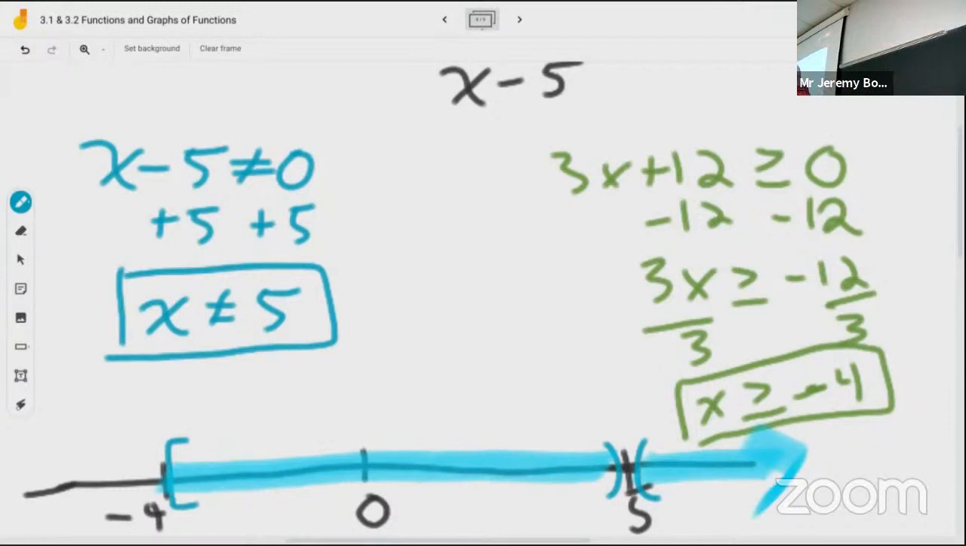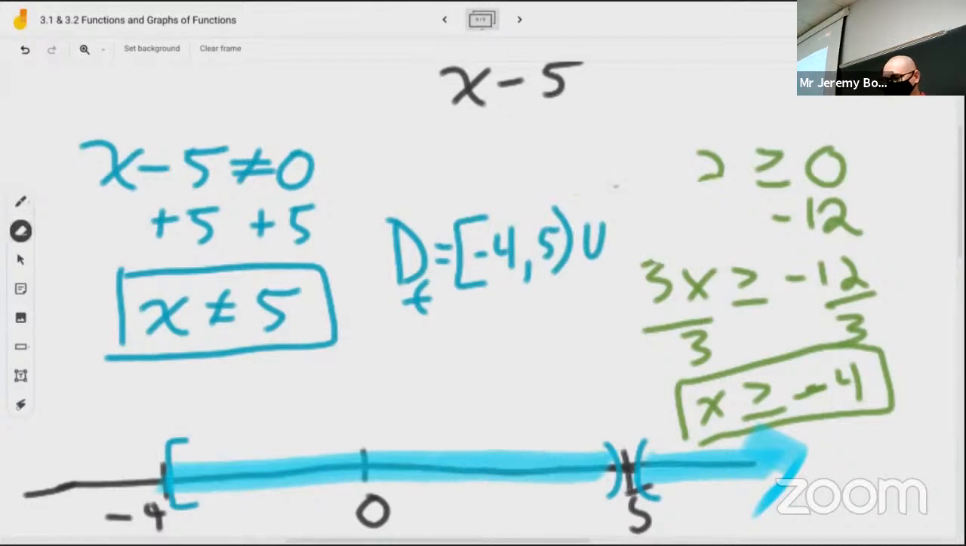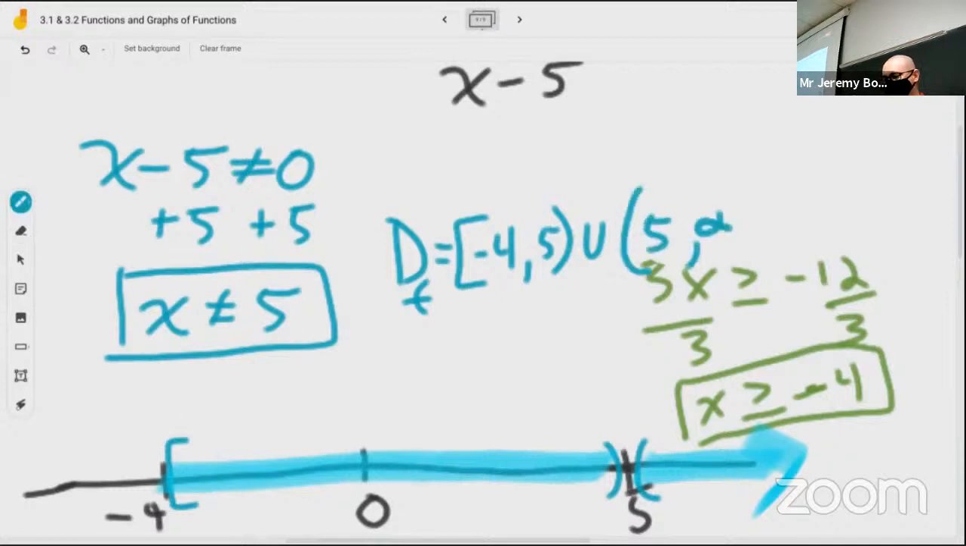So how many intervals do I end up with? It looks like it's going to be 2. Right? I have the one from negative 4 to 5, and then from 5 on to infinity. So my domain of my function is going to be bracket negative 4 to 5 union 5 to infinity.